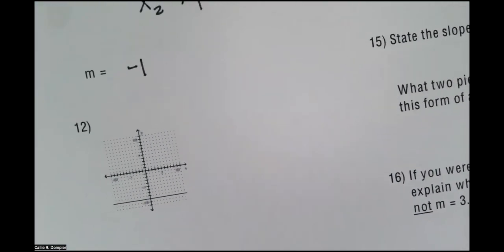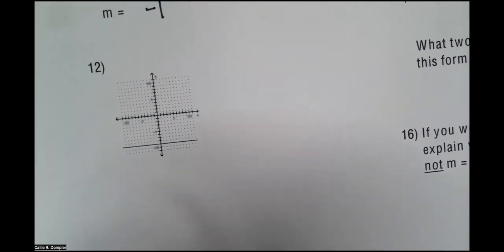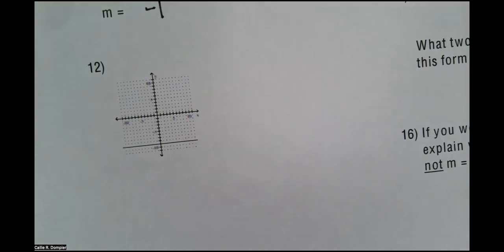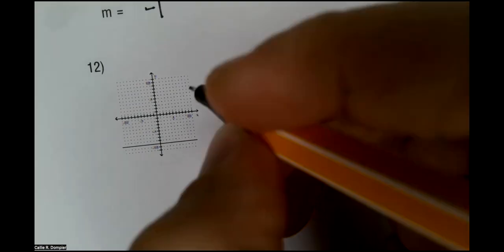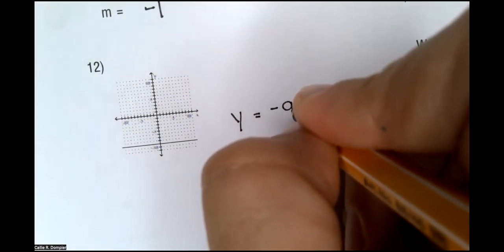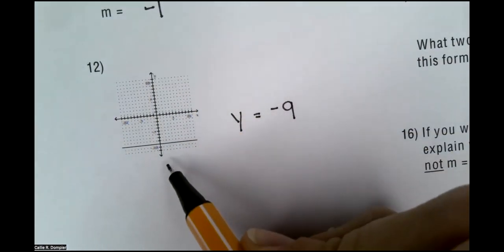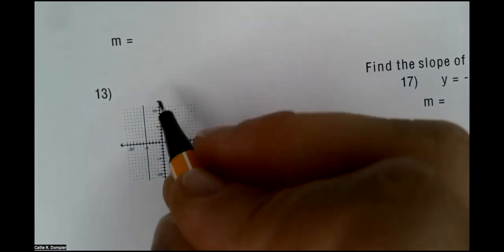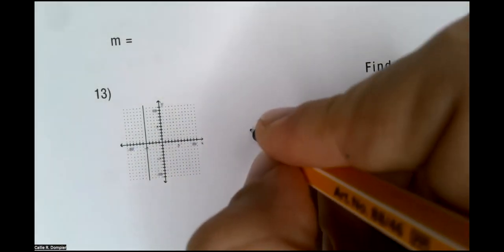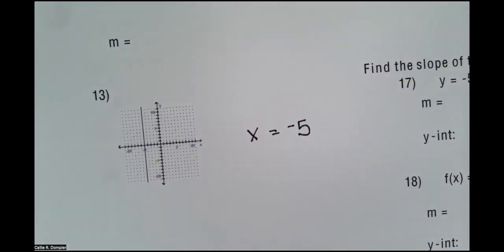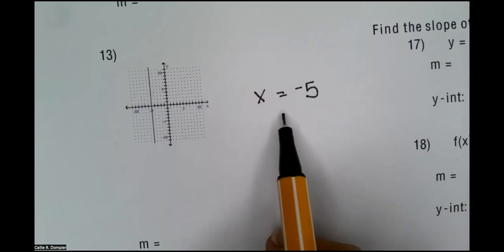All right, number 12, it is just the horizontal line at y equals -9. Where does the graph cross the y-axis? At -9, so that's my equation. Here, the graph crosses at x is -5. All right, if you graphed either of those in Desmos, that's what the whole graph would be.